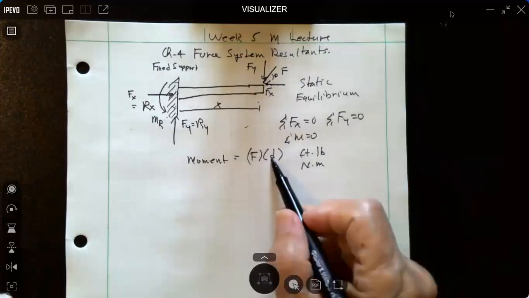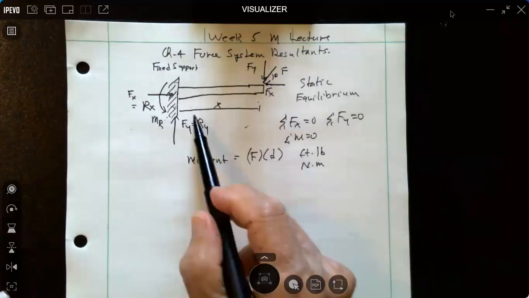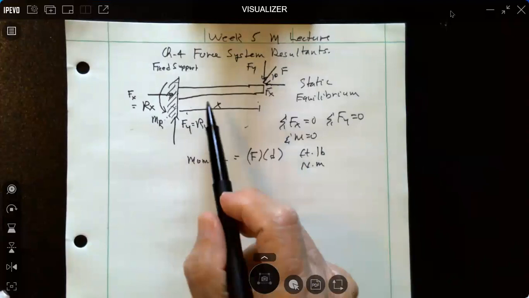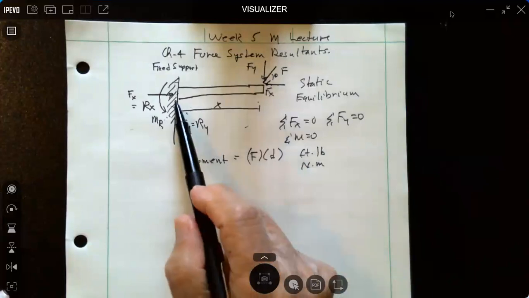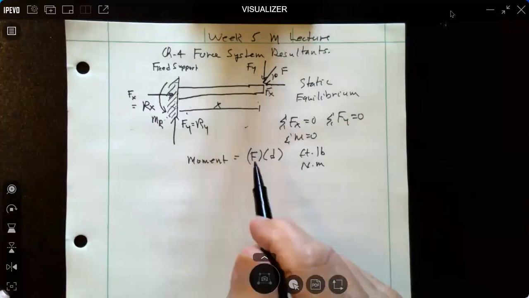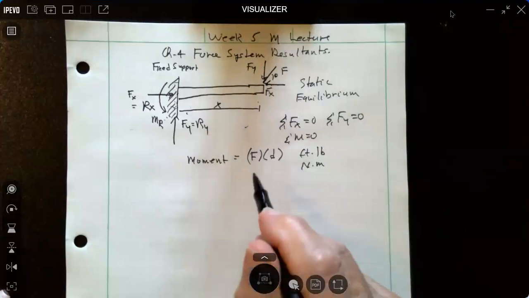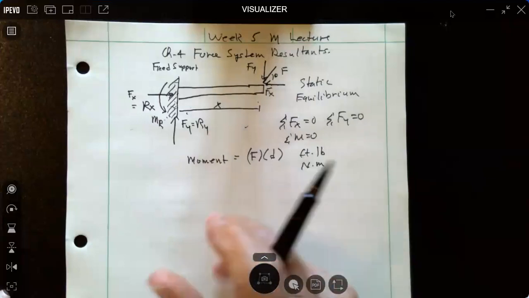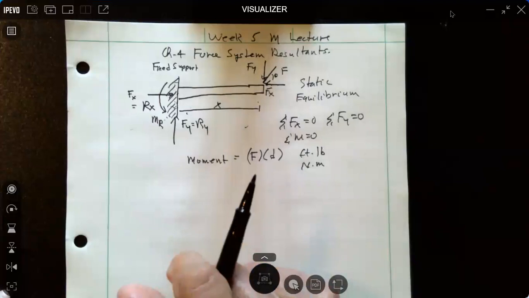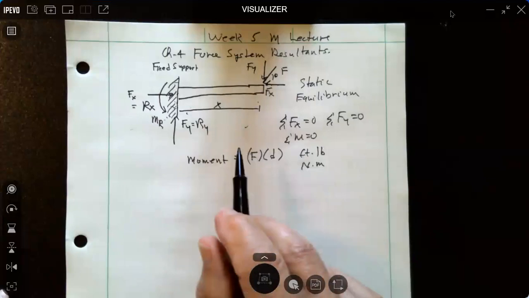This distance, d, is the perpendicular distance. In this case, it's a distance x. It's a perpendicular distance from where you're taking the moment to the force itself. Okay, and usually in most all our problems, we're going to be able to find that perpendicular distance. We may have to do a little bit of calculations, but typically we will be able to do this. So moment is equal to F times d, the perpendicular distance.